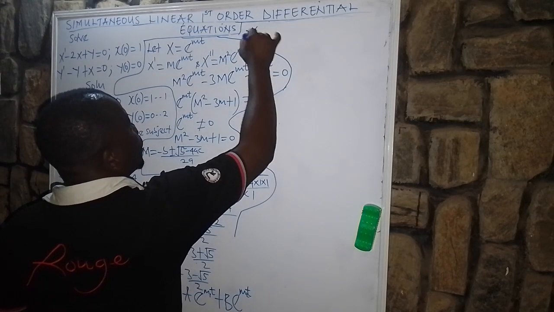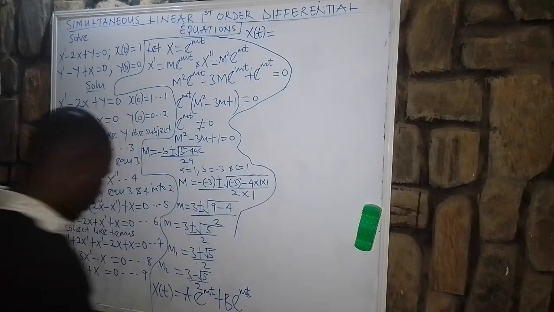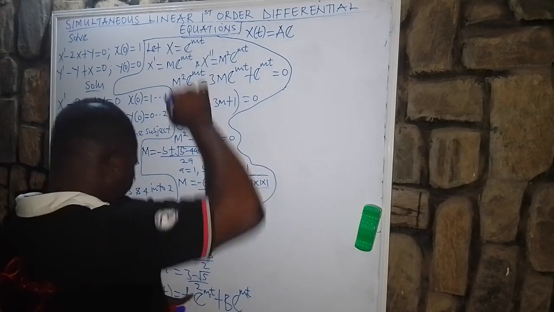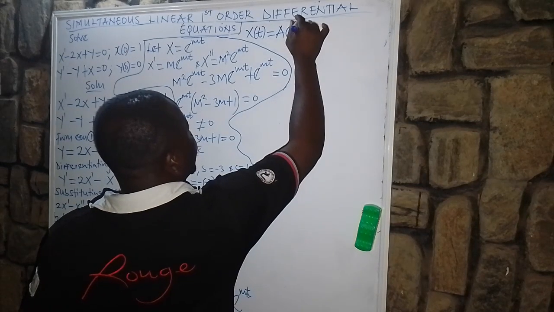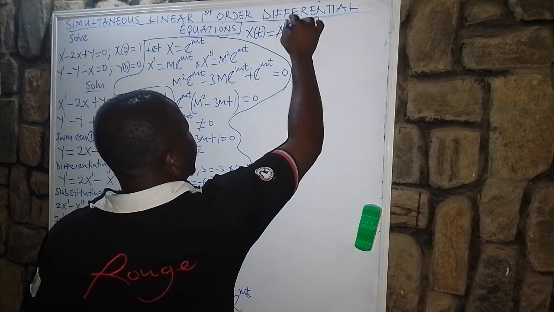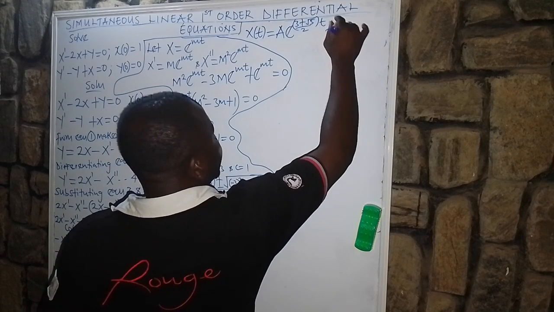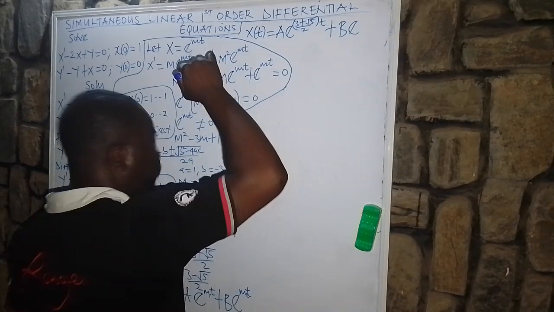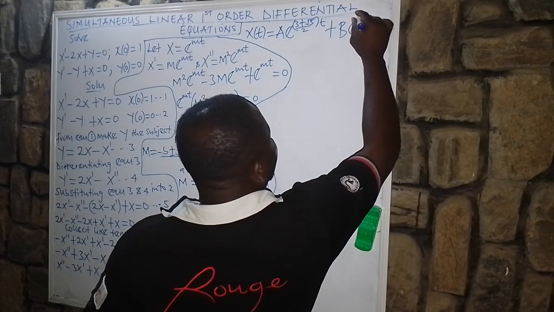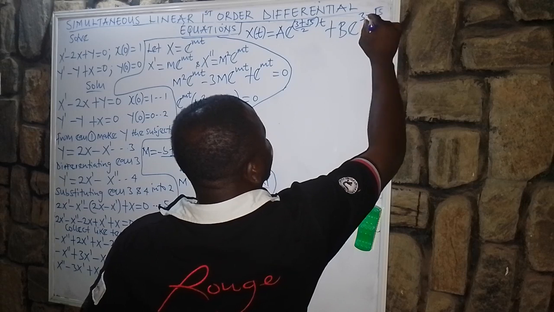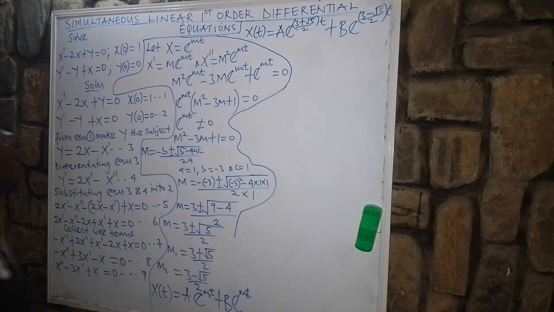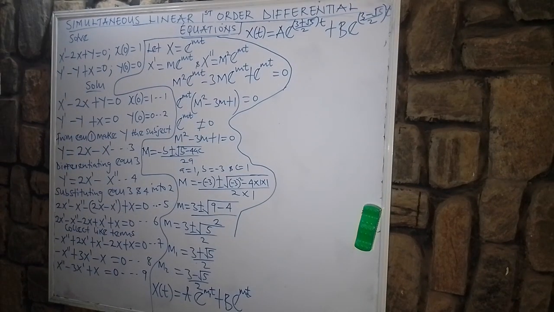So our x of t will now be equal to a exponential open bracket 3 plus root 5 all over 2 close bracket t, then plus b exponential open bracket 3 minus root 5 all over 2 close bracket times t. That is our x of t.